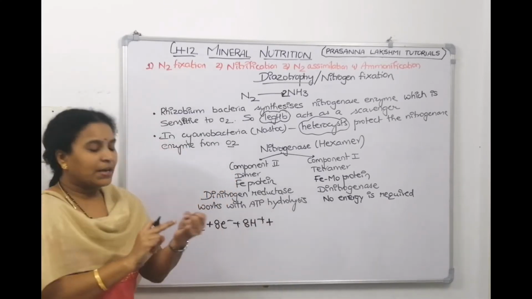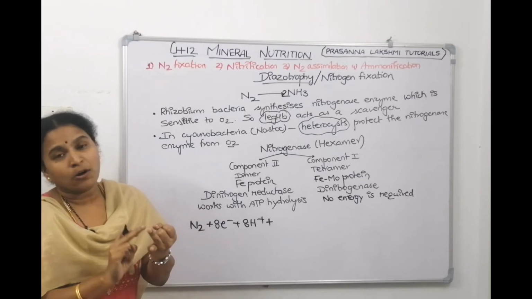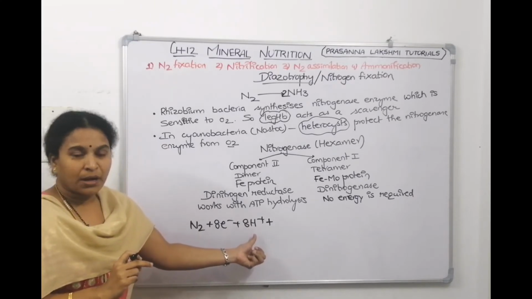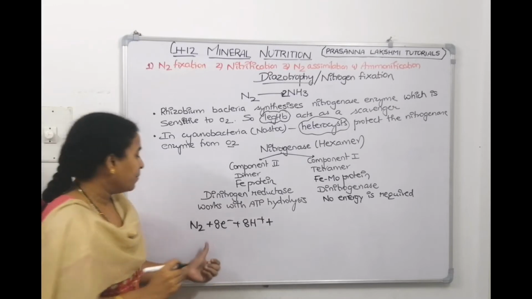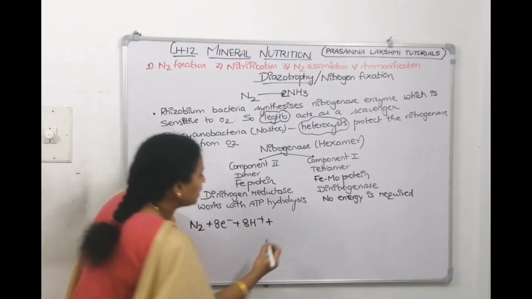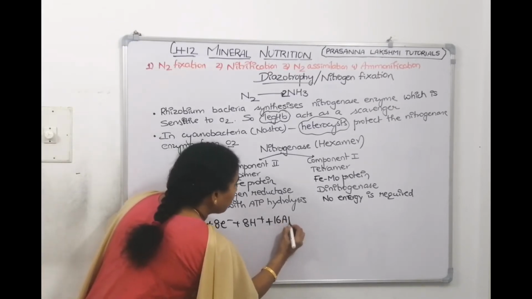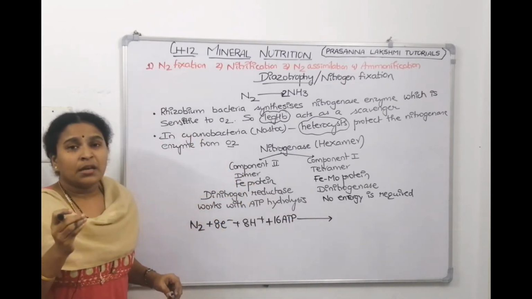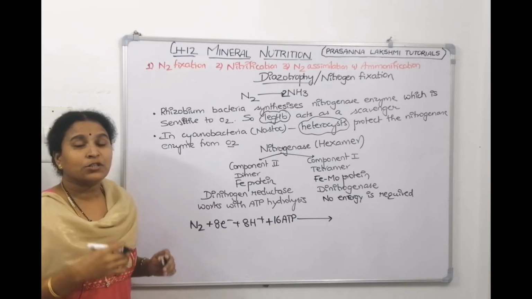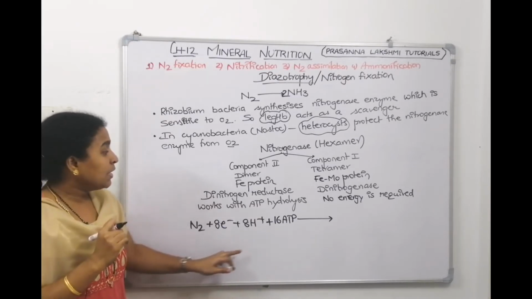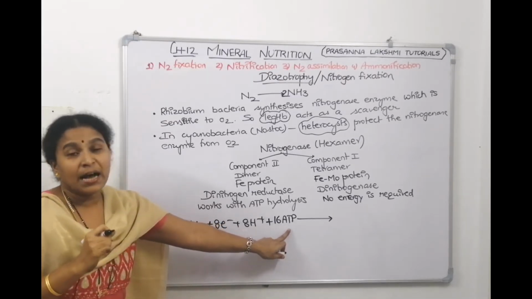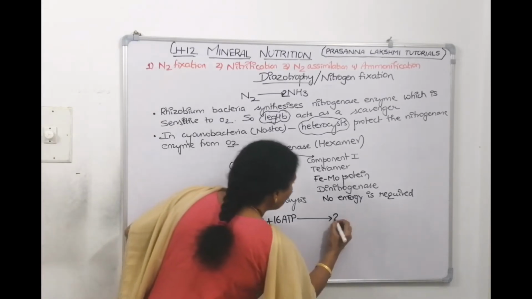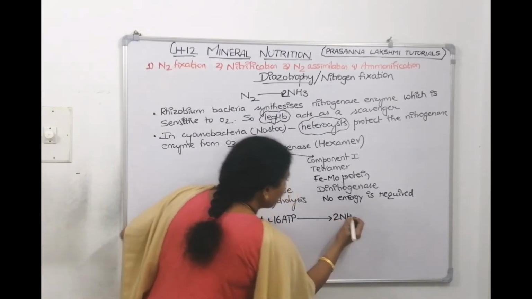Each electron requires 1 ATP. Each proton also requires 1 ATP. Means 8 ATP here, 8 ATP here. So clubbing them, 8 plus 8, 16 ATP. So 16 ATP molecules are required. Means nitrogen fixation is not a simple process. It requires too much energy. 16 ATP molecules are required to reduce the N2 molecule into 2 molecules of ammonia.